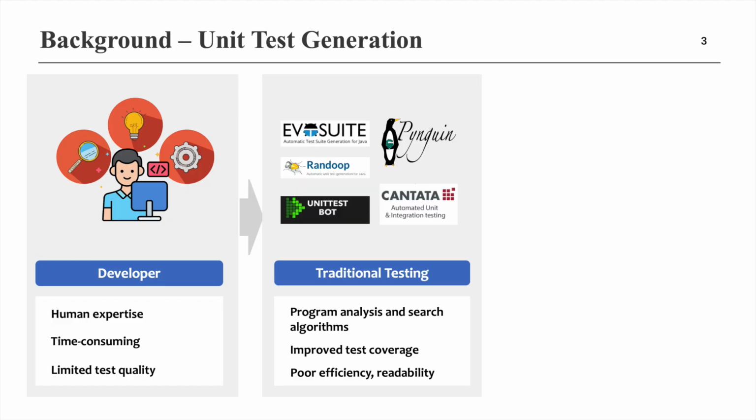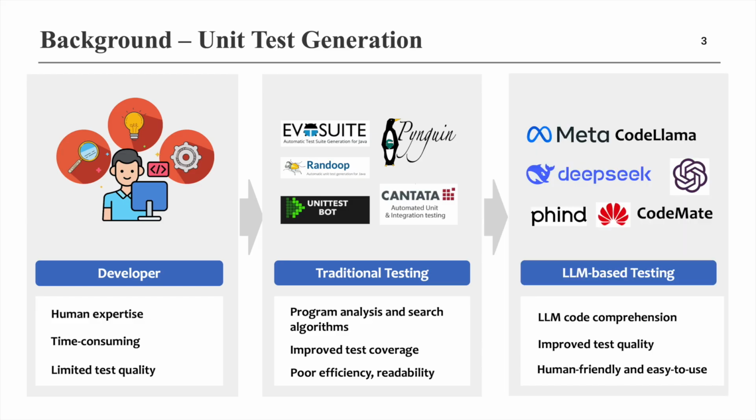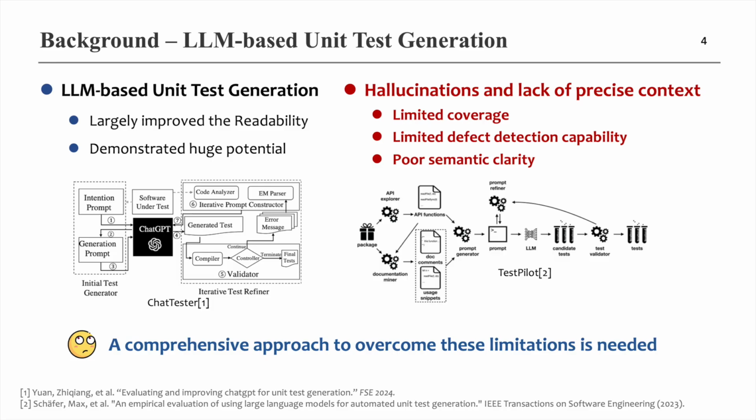Traditional search-based methods use heuristics to automate test generation, while LLM-based approaches have recently shown great promise. Yet, they still suffer from limited coverage, weak defect detection, and poor semantic clarity, often caused by hallucinations and missing context. WiseUT tackles these issues by combining LLMs with program analysis, providing precise context and reducing hallucinations.